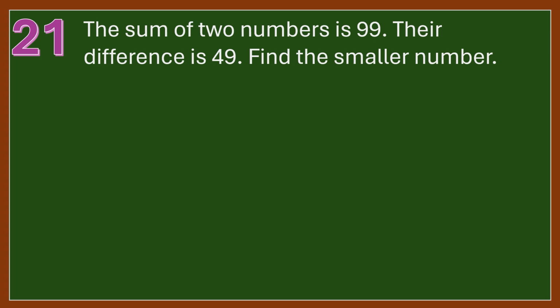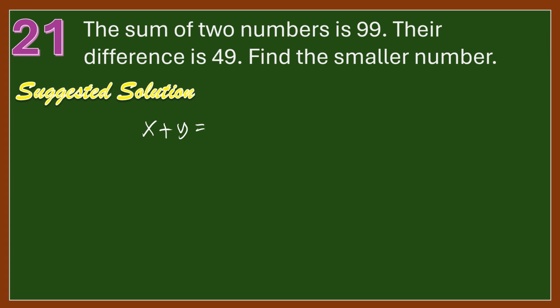The sum of two numbers is 99. Their difference is 49. Find the smaller number. For our suggested solution, let us use two variables and let x be the larger number and y be the smaller number. So we have x plus y equals 99 be our equation 1 and x minus y equals 49 be our equation 2. Let us use the elimination method for solving systems of equations.